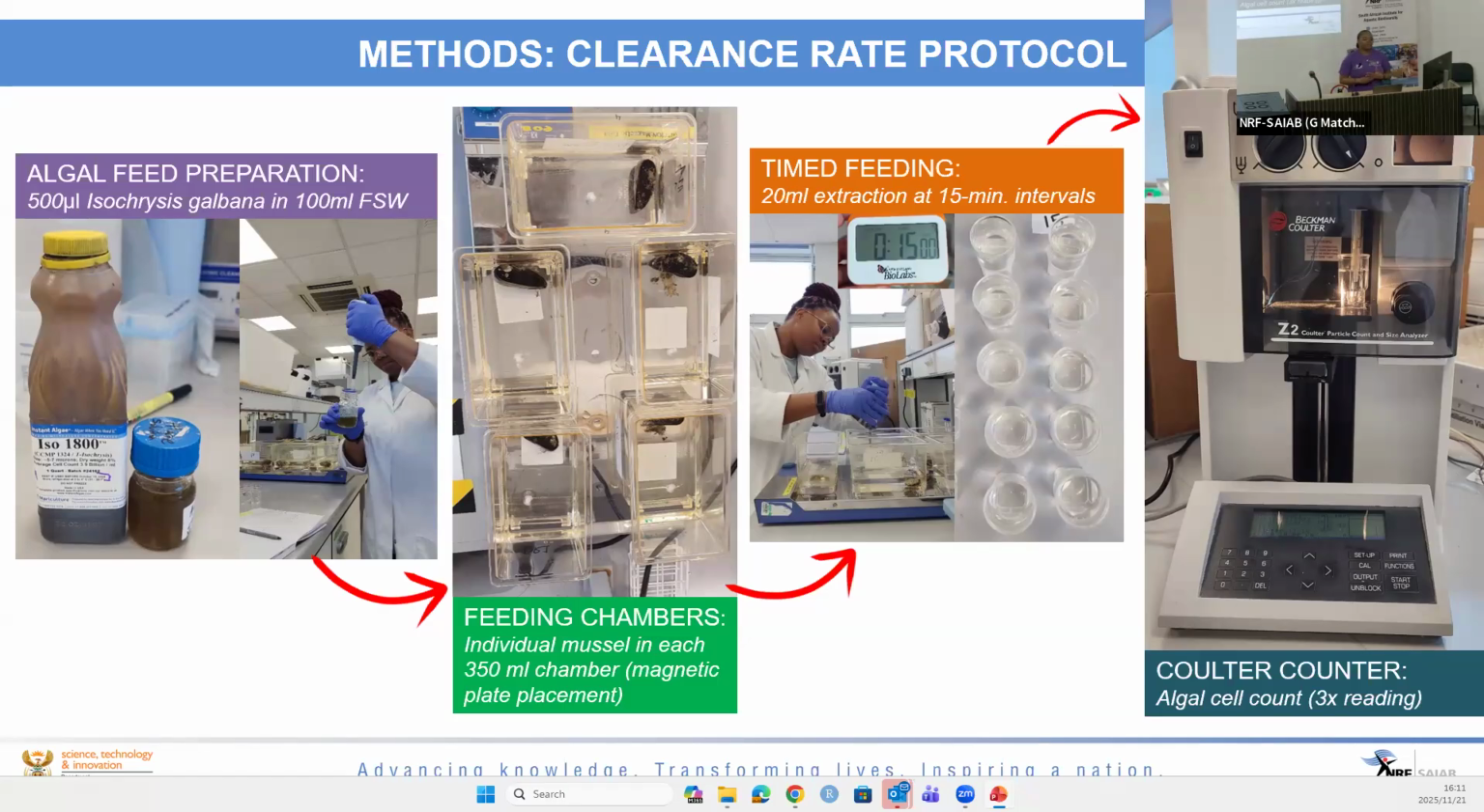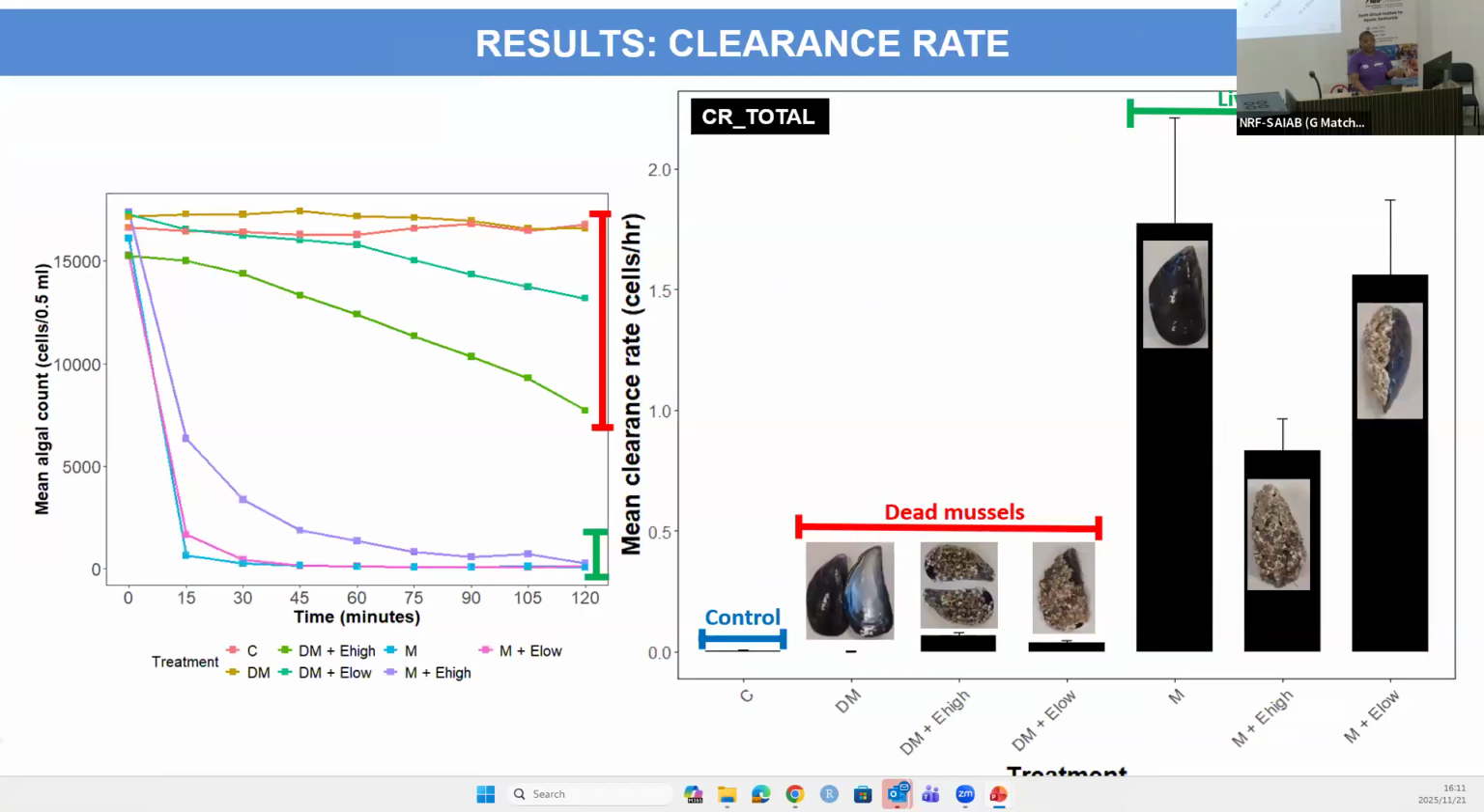So you're just looking at how much, if I'm putting a mussel in a chamber, how much is it eating over time for the duration of the 2 hours, and how much are the epibionts that they're carrying eating as well? So far, these are the basic results that I have.